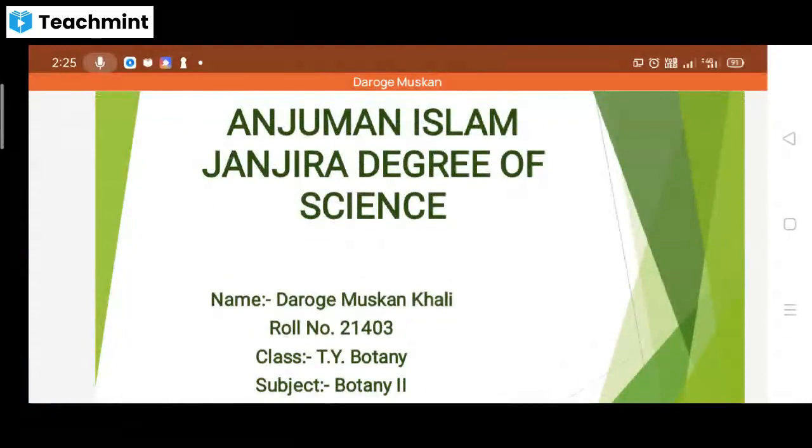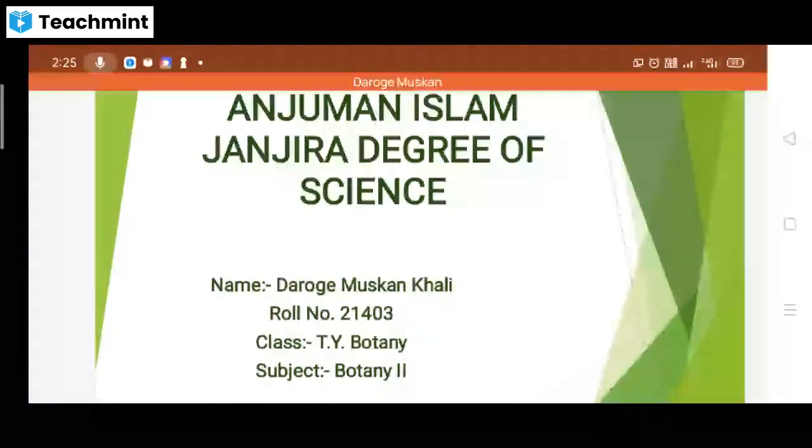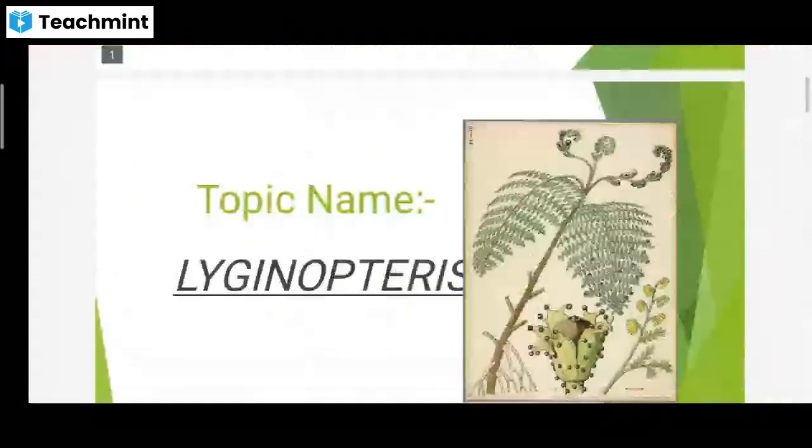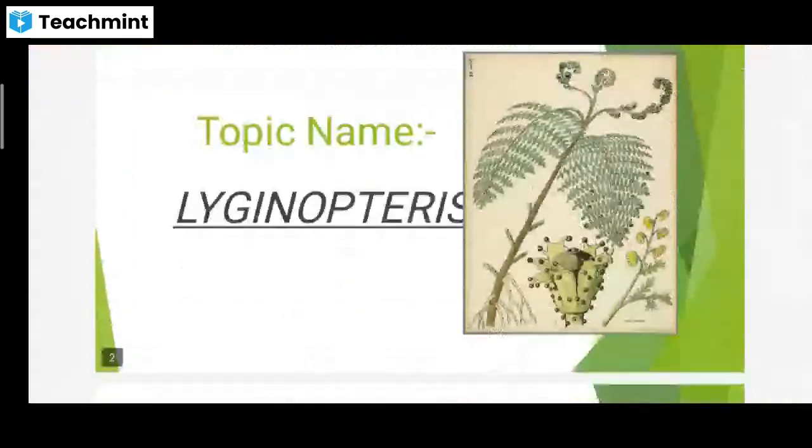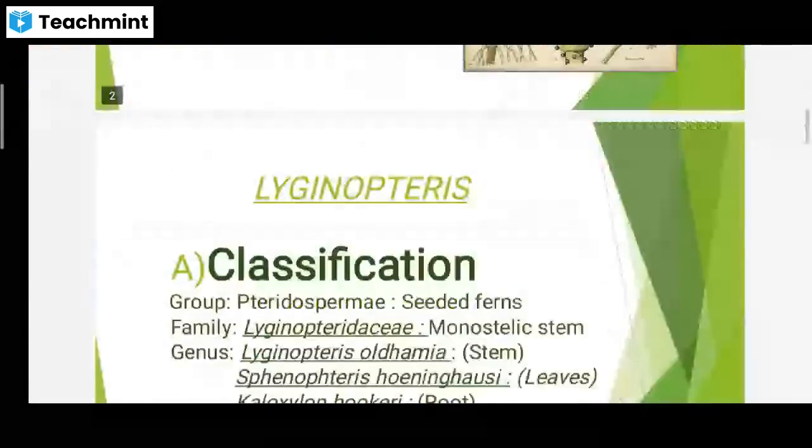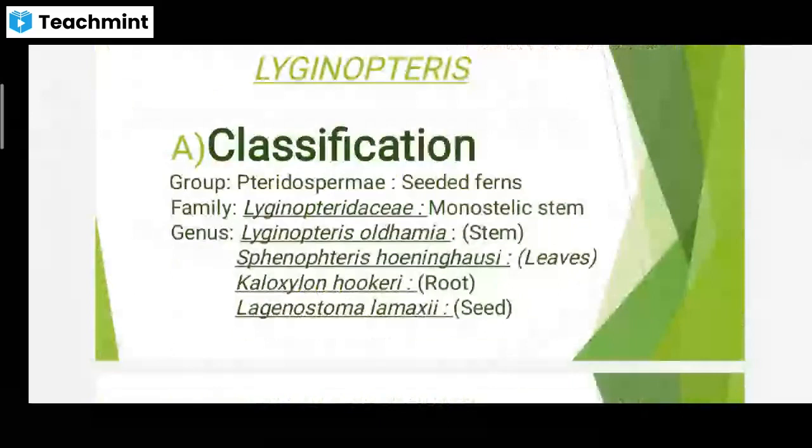Good afternoon, everyone. Myself, Daroge Muskan. Today, I'm here to talk about Lyginopteris. So now let us see the classification. Group Pteridospermia, that is seed fern. Family Lyginopteridaceae, that is monostelic stem. Genus Lyginopteris oldhamia, that is stem. Spermatopteris hoeninghausi, that is leaf.